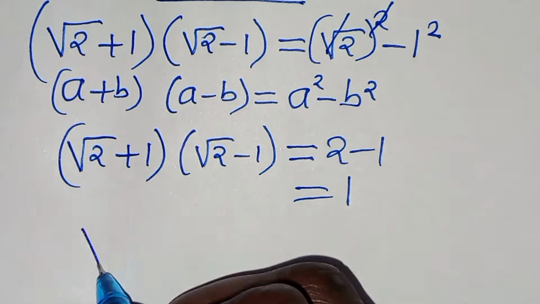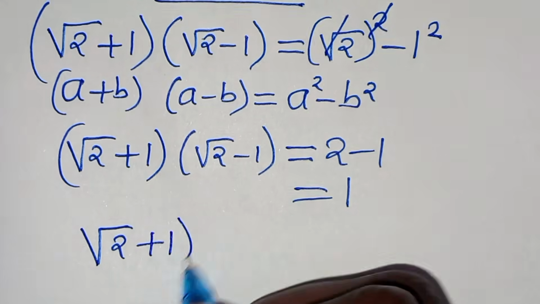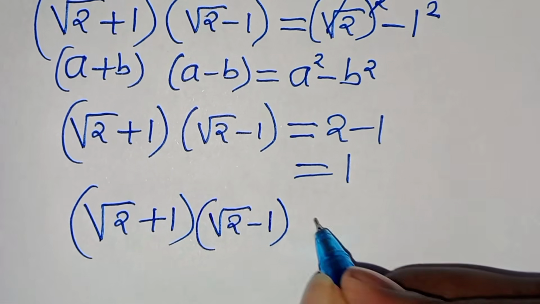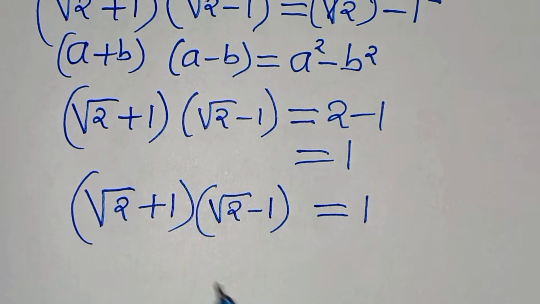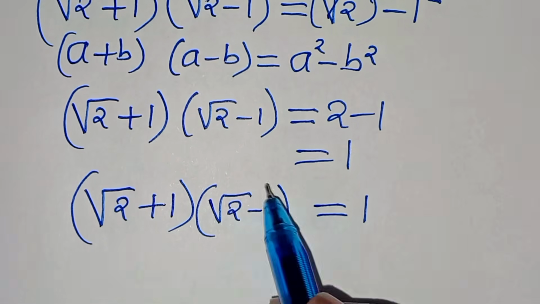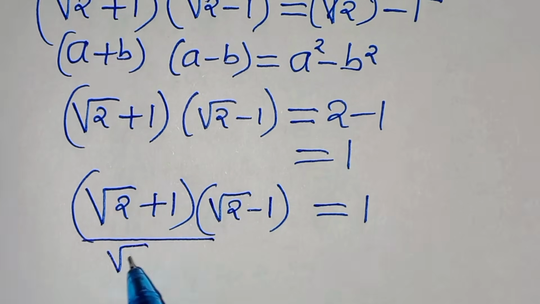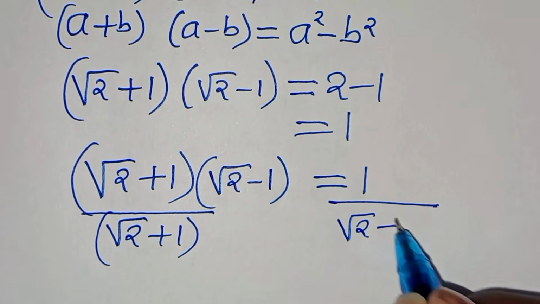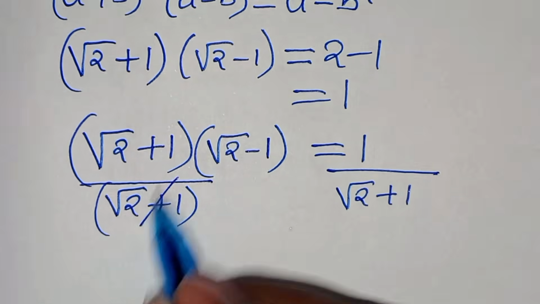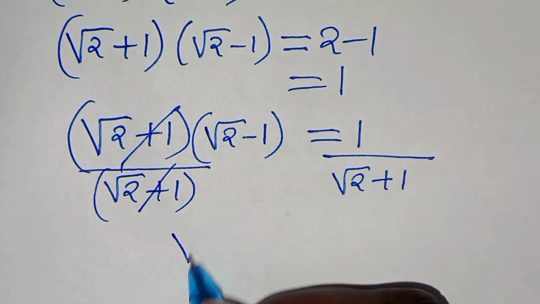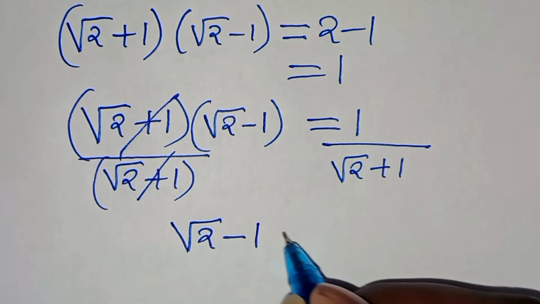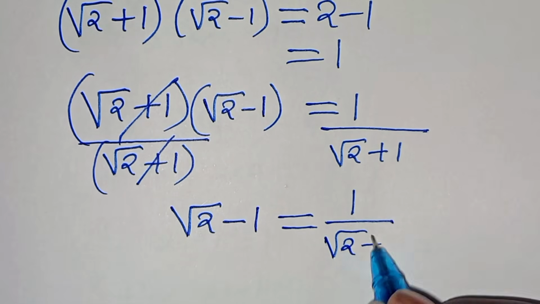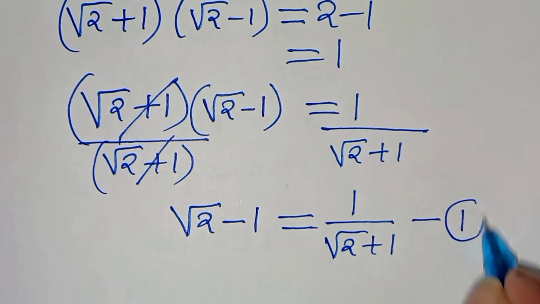So this implies that (√2 + 1)(√2 − 1) is equal to 1. Now let's make √2 − 1 the subject of the formula. So we divide both sides by √2 + 1, and let's simplify here. This implies that √2 − 1 is equal to 1 over (√2 + 1). Let's call this equation 1.